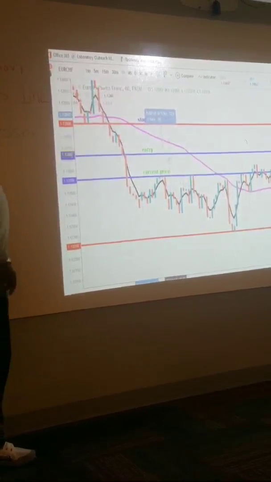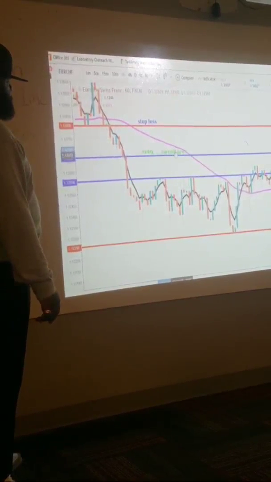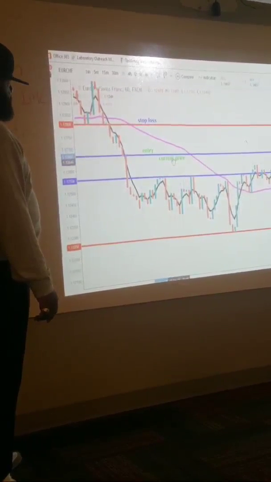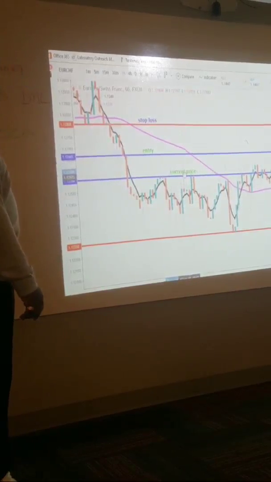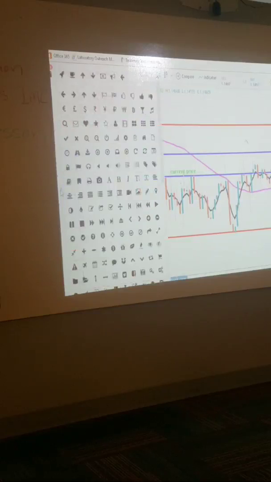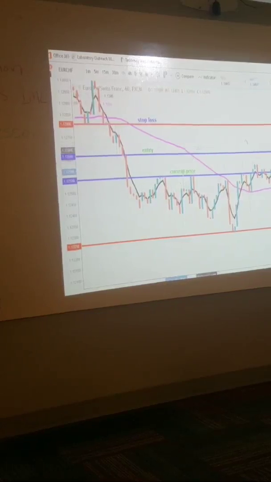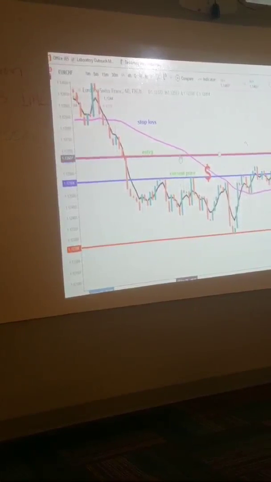So let's say you entered here, and now we're down here. This is where the current price is. Everyone sees the words current price? Now, because we have profit, I'm going to draw a dollar sign. Let's get some money going. We want to put a dollar sign right here, where we are. We want to move our stop loss down because now we're in profit. Does that make sense?